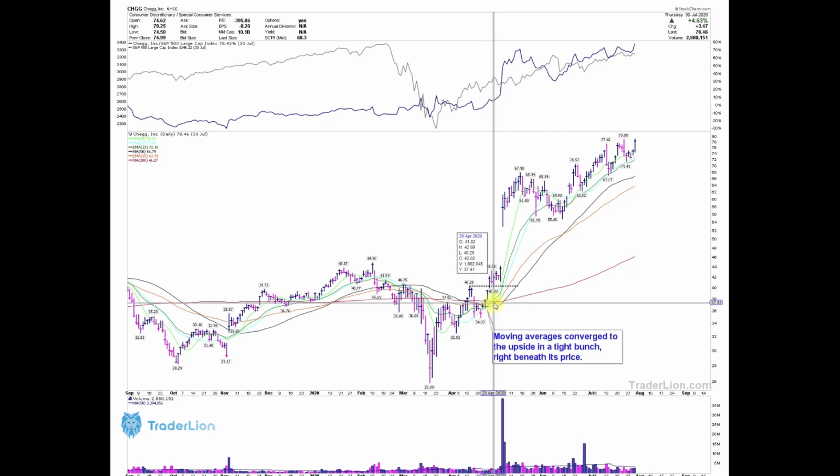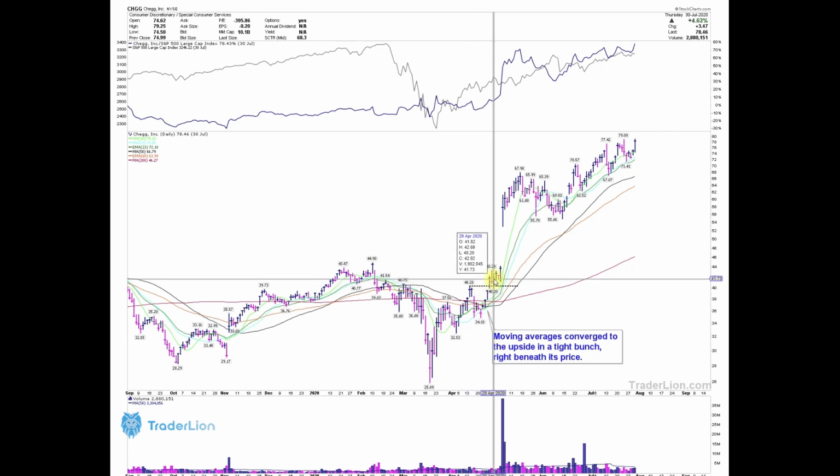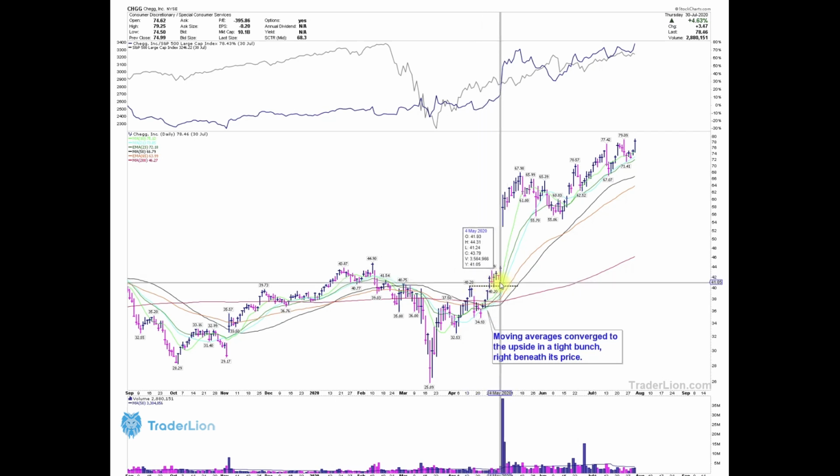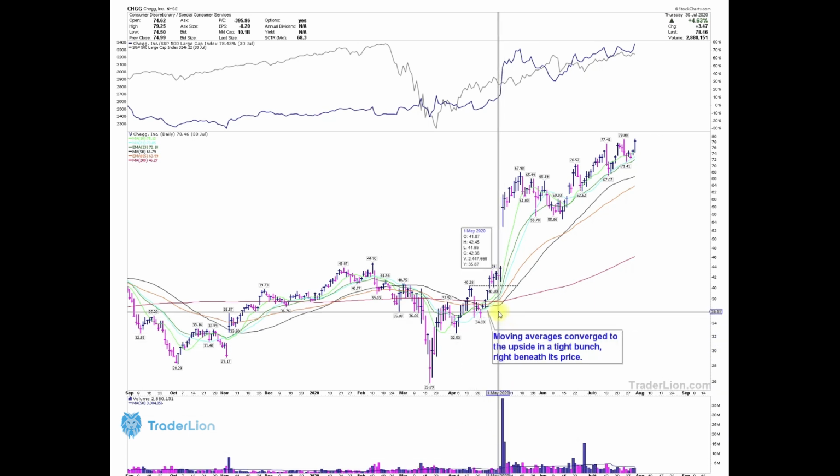Moving averages begin to expand. You'll see the stock breaks out through its pivot. You get some shakeout and retesting, and then you can't tell how big this volume is right here, but that's a solid pocket pivot right before the earnings and all of this constructive action.